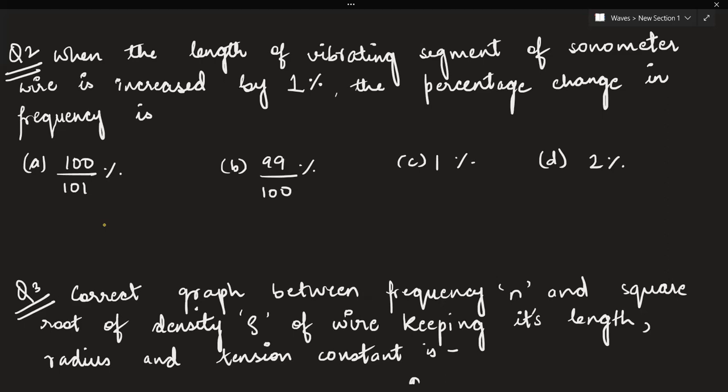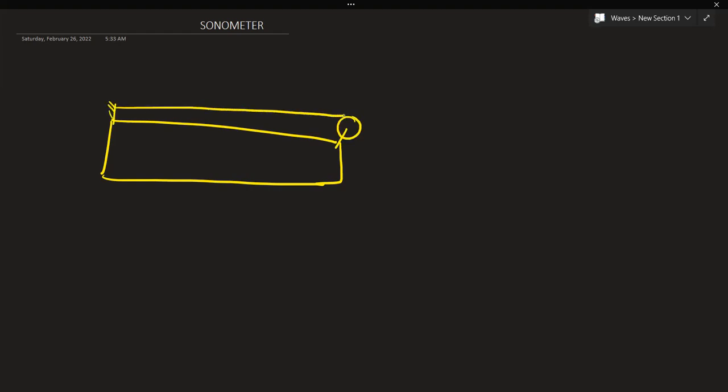See, this sonometer wire, let me discuss it first. A sonometer is basically a device that consists of a box like this. Over here is the pulley, and one end is fixed on this side from a rigid end, and the other, free end is connected to a mass.